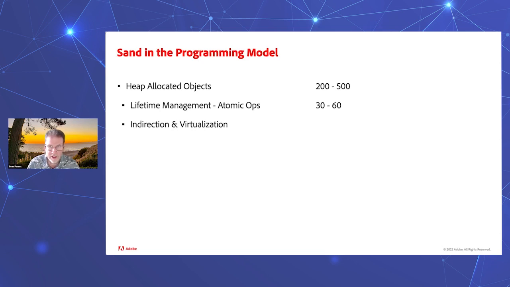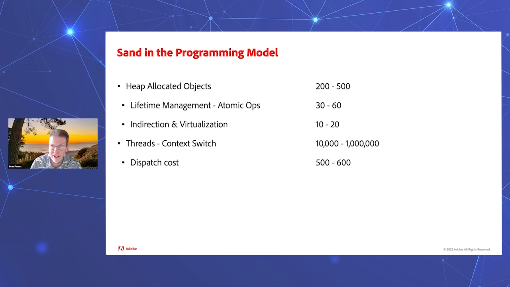Indirection and virtualization: we pay a penalty every time we follow an indirect pointer or make a virtual function call. We're paying an additional 10 to 20 cycles over just a straight call. Thread context switches, as I mentioned, are incredibly expensive, 10,000 to 1,000,000 cycles. The cost to dispatch a task onto a thread is typically in the 500 to 600 cycle range.